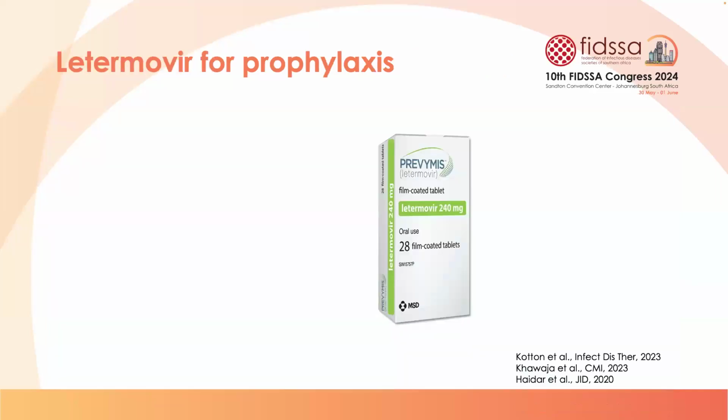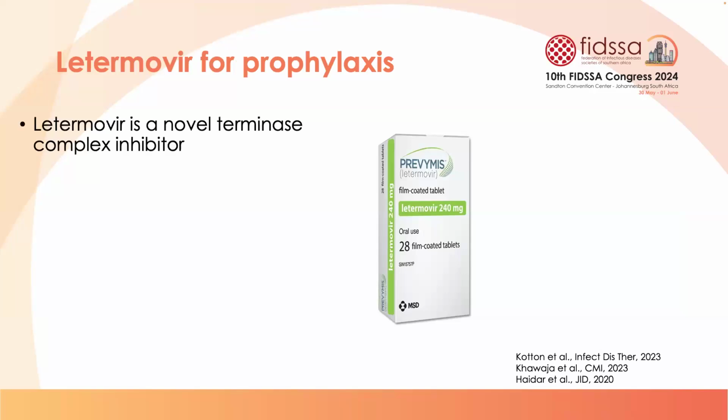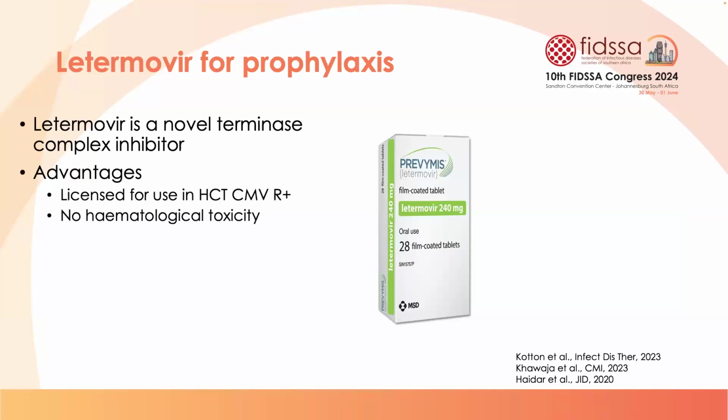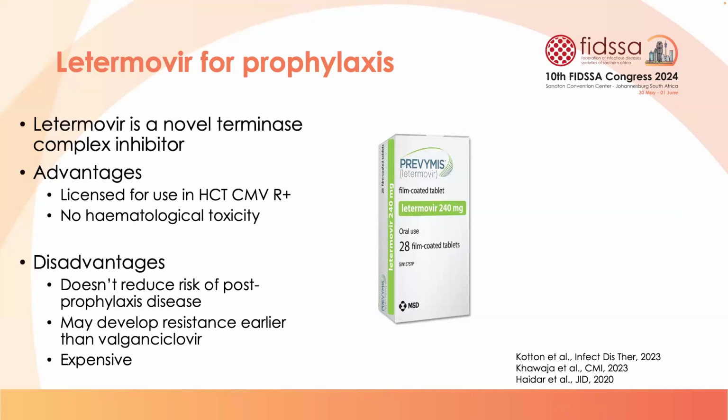So a new drug for prophylaxis is letermovir, which is available in South Africa, launched in September last year. It's a novel terminase complex inhibitor, and its advantage is it's licensed for use particularly in CMV recipient positive hematopoietic stem cell transplant, because it has no hematological toxicity, which is obviously one of the major issues with using valganciclovir. But again, just like valganciclovir, it doesn't reduce the risk of post-prophylaxis disease. Patients may also develop resistance earlier than with valganciclovir, and it's also very expensive.